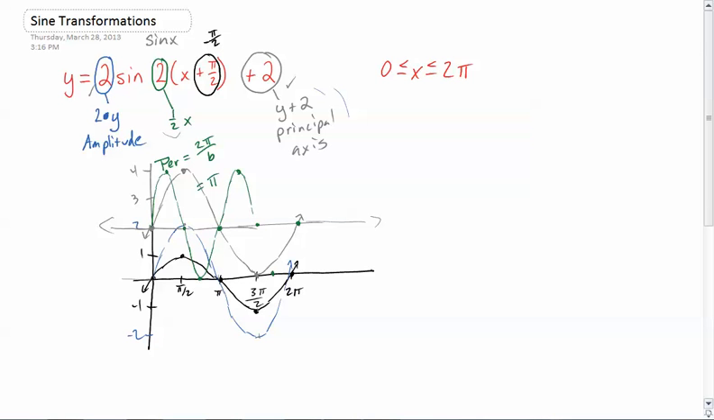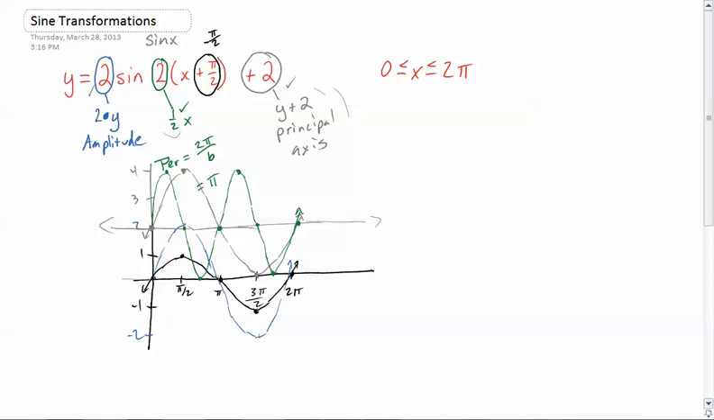You can now see I've done 3 of the 4 transformations, right? Because I've done the stretch. My amplitude is still 2. I did the shift. My principal axis is still up here at positive 2. And then I did the squish, which was this 2 right here, to make the period equal to pi. And so the last step now, I need to shift everything. It says x plus pi over 2, so I need to move it to the left pi over 2.